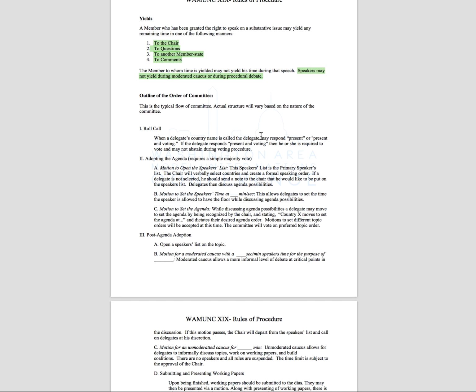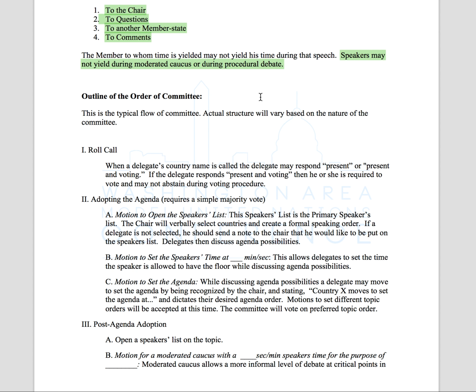There we go. So you have roll call, where all the countries are roll called and delegates can say present or present and voting. If you just say present, you have the right to abstain during a vote. If you say present and voting, you must vote for everything that is being voted upon. So you cannot abstain. That's why most people will say present.